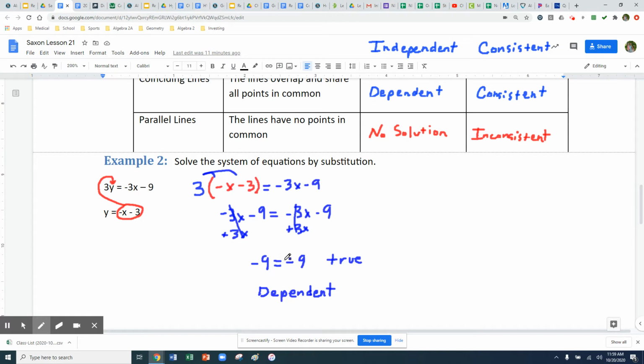So when we see our variables cancel out and we get a true equation at the end, we're dealing with something that has infinite amounts of solutions. Doesn't matter what number you put in for x or y, you're always going to have that solution work. I beg your pardon, any xy pair on those lines is going to be a solution. So we have an infinite amount of solutions.